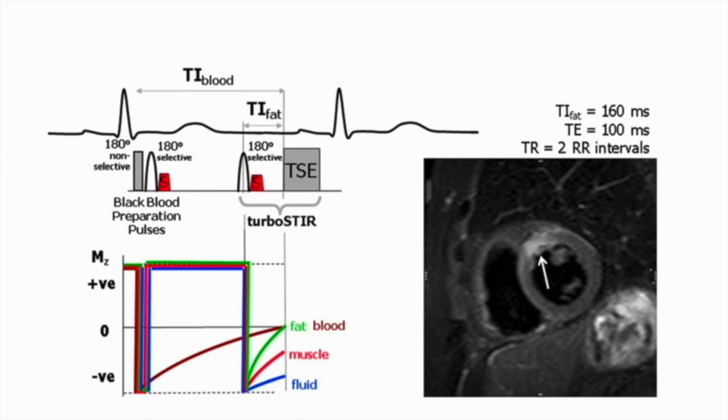Here, this is a triple inversion recovery sequence, which is similar to the double inversion recovery sequence, but also has an extra 180-degree pulse, which is used to null signal from the fat. This is a STIR image where we can see significant myocardial edema in the anterior segment.